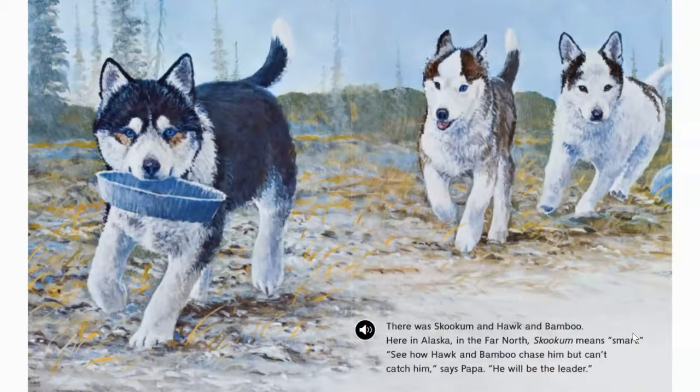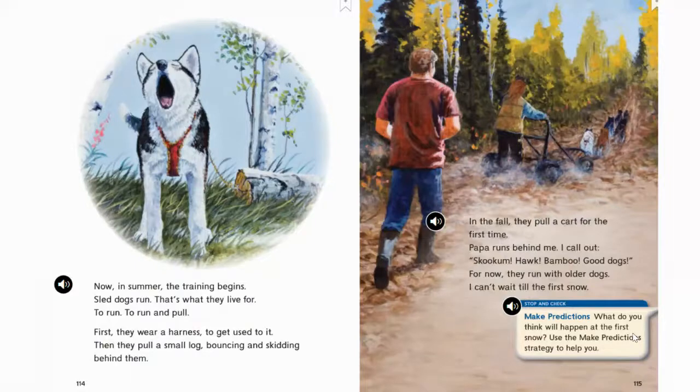All right, second graders. So here I see the dogs Skookum, Hawk, and Bamboo. They're running and chasing each other. And it looks like now they're training. Remember how the dogs wear the harness and practice pulling logs? And we see the girl is practicing on the practice cart.